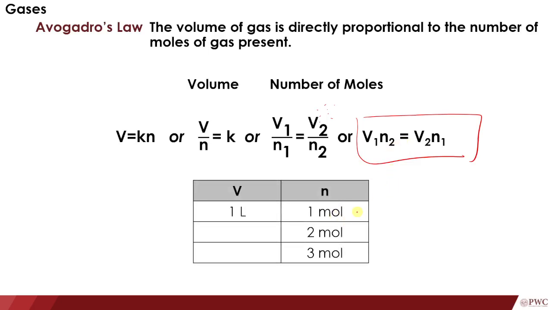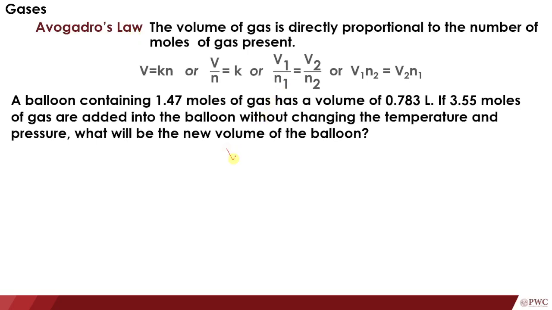Okay, what do you think will happen? Here we have the number of moles increased from 1 mole to 2 moles, by a factor of 2. What do you think will happen to the volume? The same thing, increased by 2. That's 2 liters. Then from 1 mole to 3 moles, by a factor of 3, the volume also increases by a factor of 3. This is also 3 liters. Again, that's the relationship between the volume and the number of moles that's stated by Avogadro's law. Again, we have V1 times N2 is equal to V2 times N1.